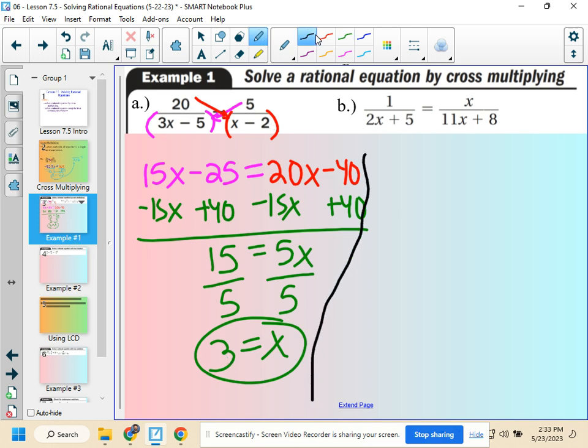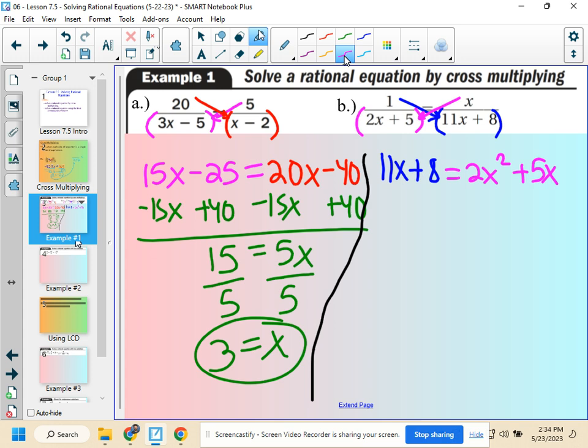Kind of sectioning it off here. Similar idea, you got x's all over the place, right? 1 over 2x plus 5, x over 11x plus 8. So x is everywhere. Doesn't really change our approach, right? If I go this way first, 11x plus 8, I'm distributing there at 1. But then going this way, I'm going to end up with 2x squared, 2x times x, and then 5 times x, which is 5x. Okay, so a little different here.